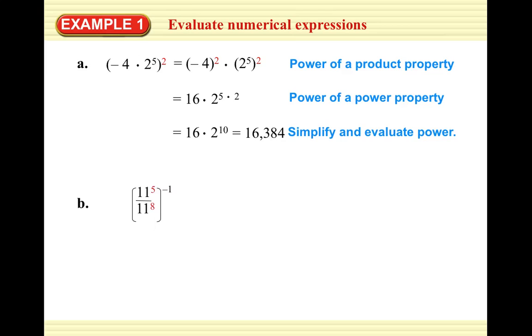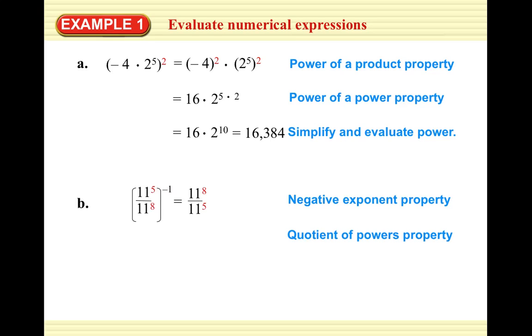When we have a negative exponent, a shortcut is when we distribute that negative exponent, it makes whatever was in the numerator now in the denominator, and whatever was in the denominator now in the numerator. So basically, you're flipping the fraction. You're making it the reciprocal. We also call it the inverse. So notice that 11 to the 5th power over 11 to the 8th power now is 11 to the 8th power over 11 to the 5th power.